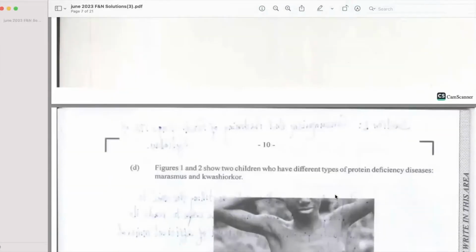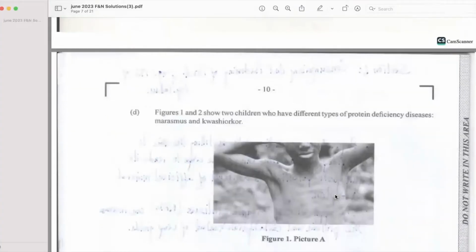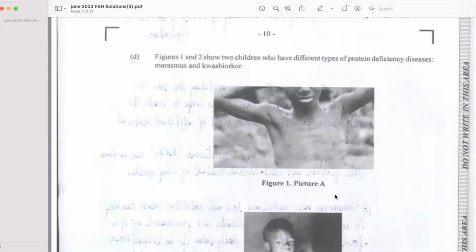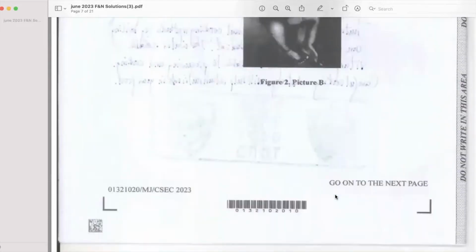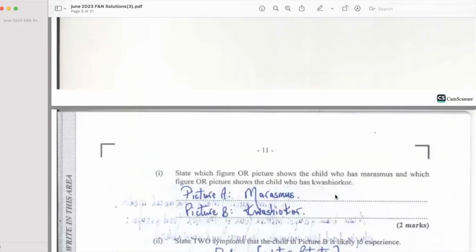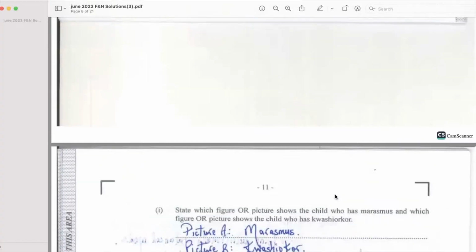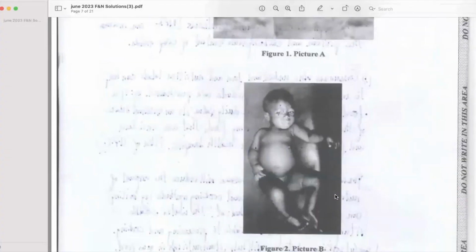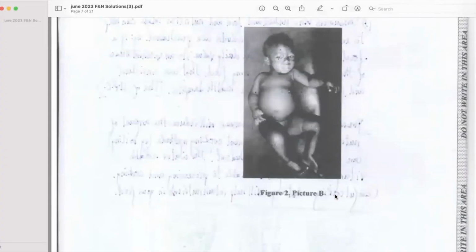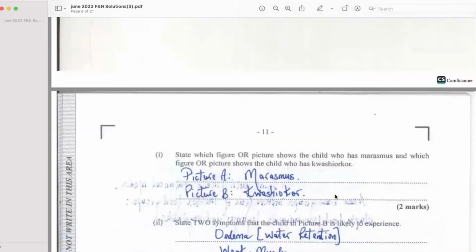All right, so this question says figures 1 and 2 show 2 children who have different types of protein deficiency. So we have marasmus and kwashiorkor, and those are 2 main deficiencies. So the first picture is A, and the second one is picture B. The question says, state which figure represents which. So for figure 1, figure A is marasmus, and then figure B is kwashiorkor, with the swelling of the belly and stuff. So let's go to the responses.